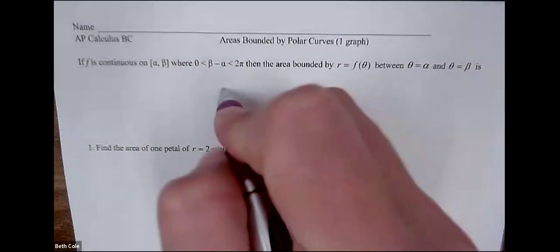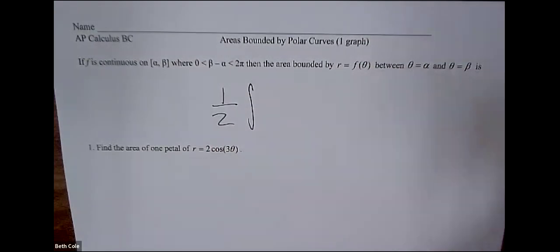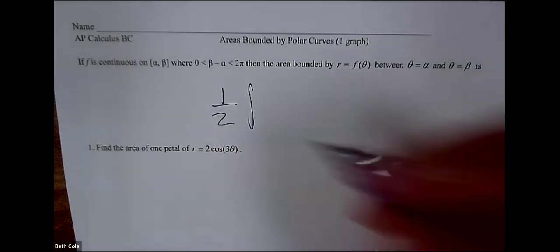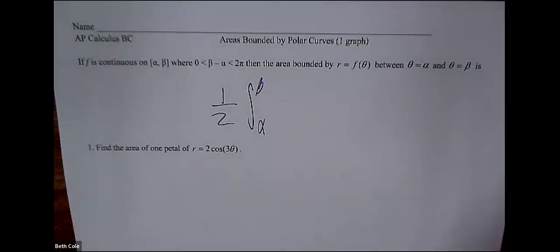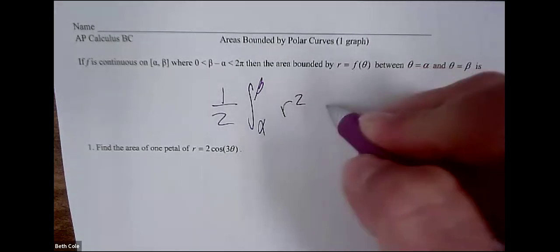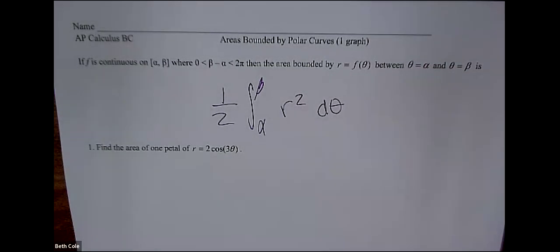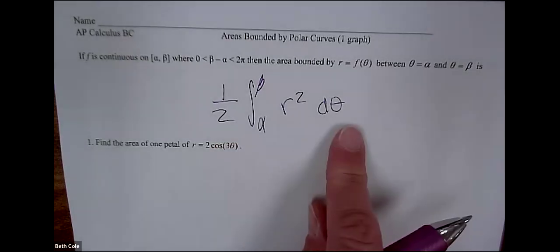This is your formula. 1/2 integral. You can write a to b if you want, but in polar, we use alpha to beta. So it's just Greek letters instead. It doesn't matter. From there to there, the starting point to the ending point, r squared d theta. Honestly, it's a really easy formula. You stick a 1/2 out front, r squared d theta.